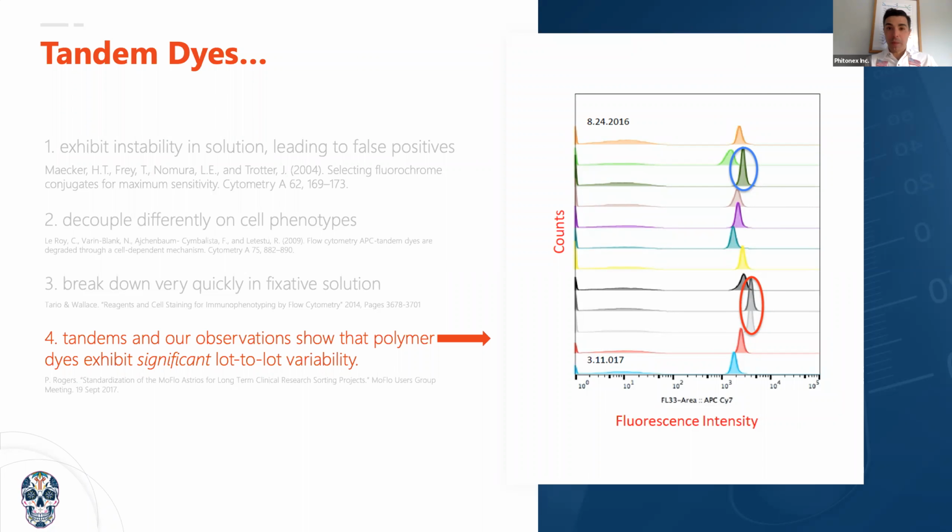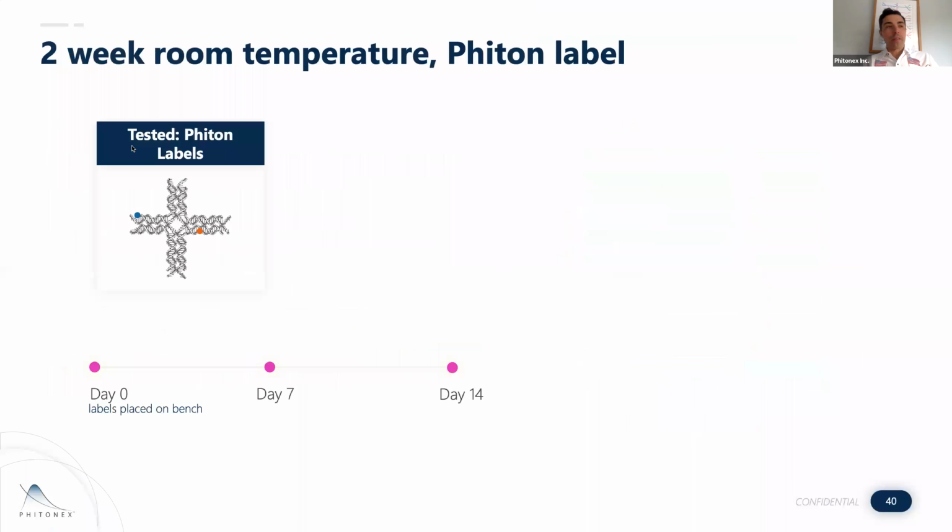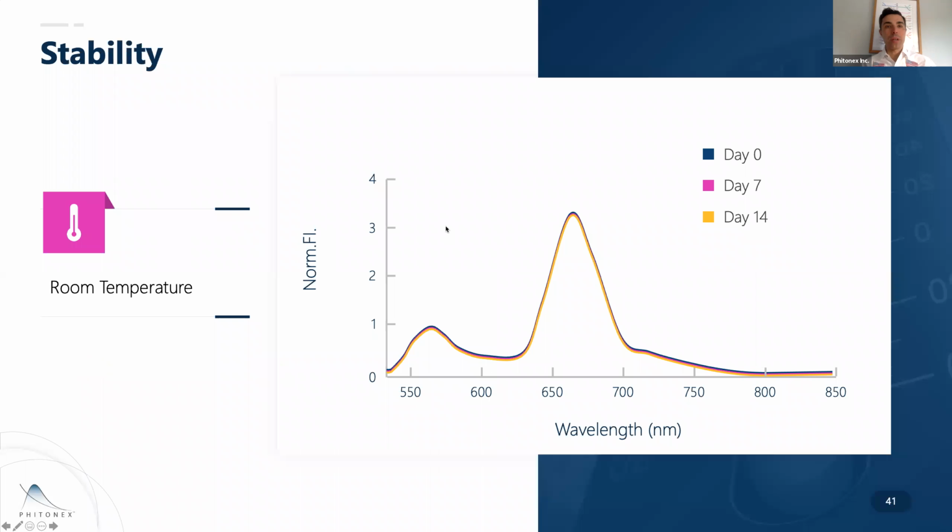Not even one that you purchased a month later. So we've been somewhat obsessed on this front, and we've done a number of different tests, and I'll show you these. How stable are just the fluorophores, right? Just the Phyton labels. We left them at 2 weeks at room temperature and then came back in and looked at them spectrally. There is no difference in their performance. And I'll show you this extends to the antibodies themselves, which you can leave out on a bench. I don't recommend that you do, but you can.